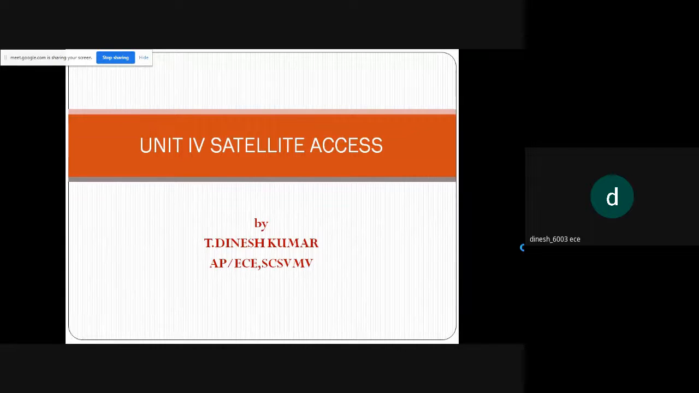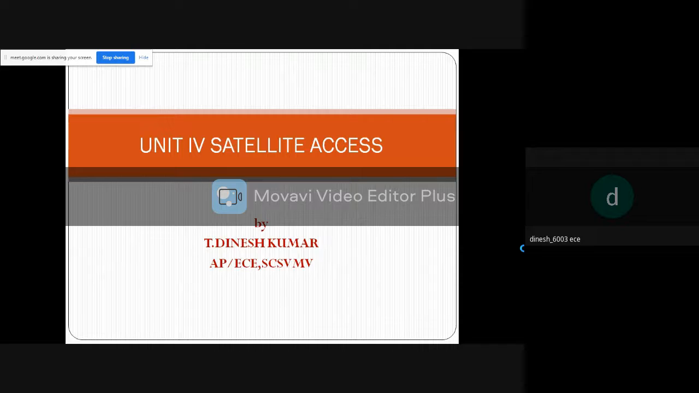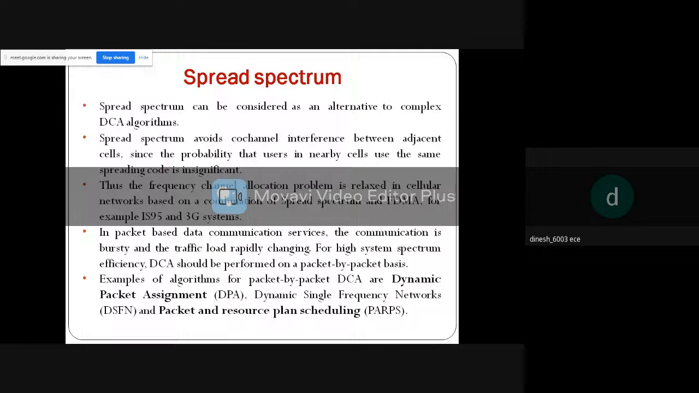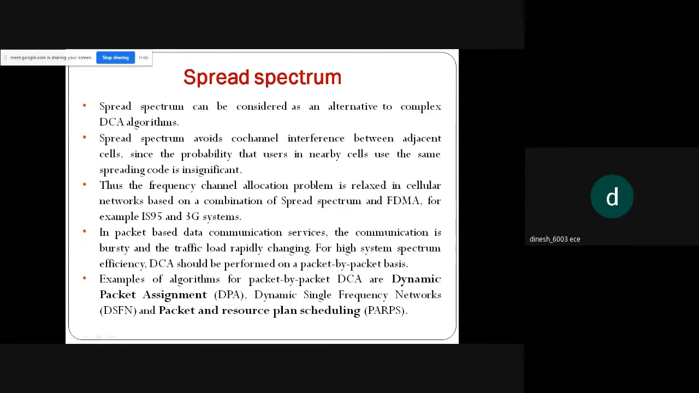So in this class, we are going to see the next topic of satellite access, which is the basic fundamental for all the satellite access systems, which is the spread spectrum. As you all are familiar with the spread spectrum systems in mobile communication, as well as in digital communication, it is similarly being used here also.